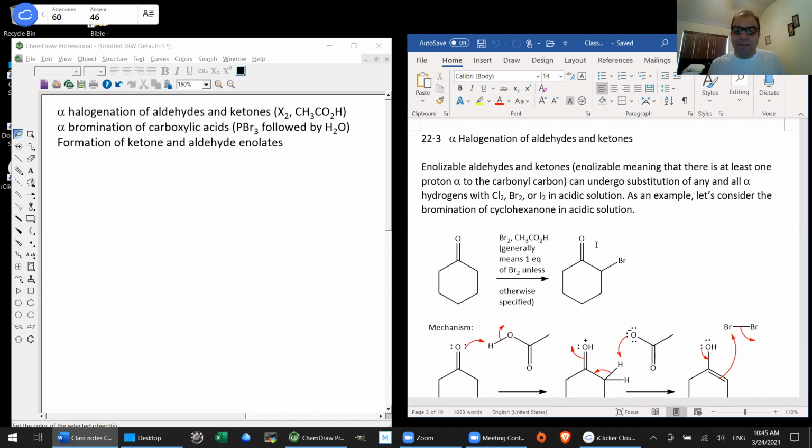Oh, and of course, if bromine were replaced with chlorine or iodine, well, then you'd wind up with the corresponding halogen, of course. So this can be a fairly useful reaction, actually, because once you put that halogen in there, well, there's all kinds of things you can do then with that halogen.